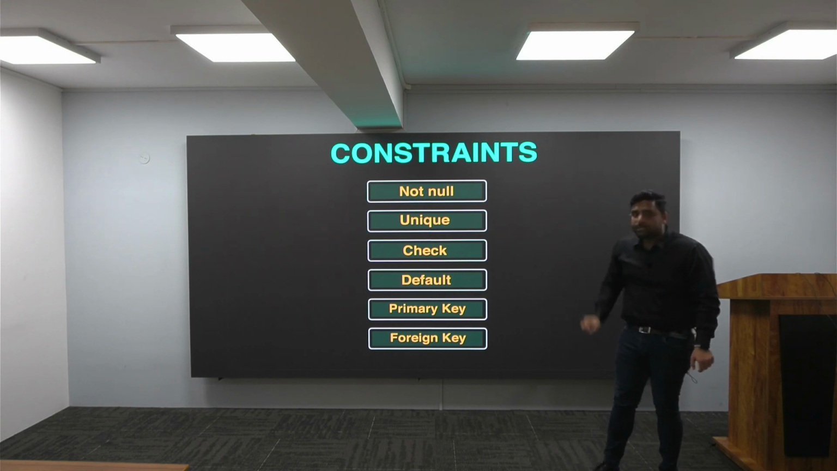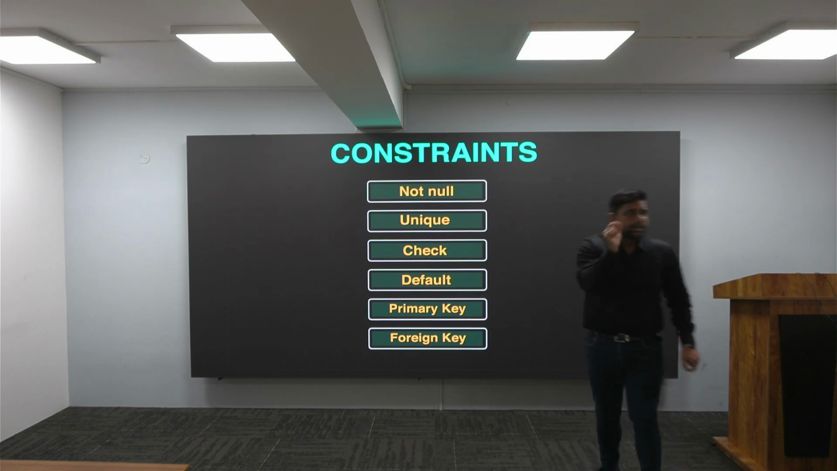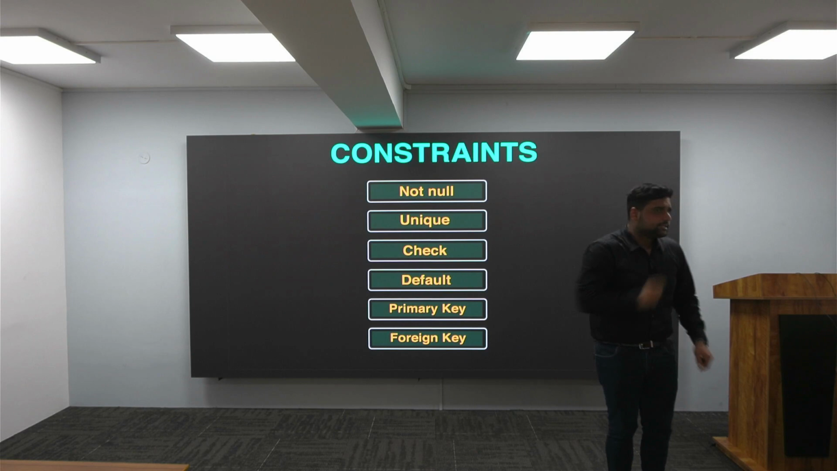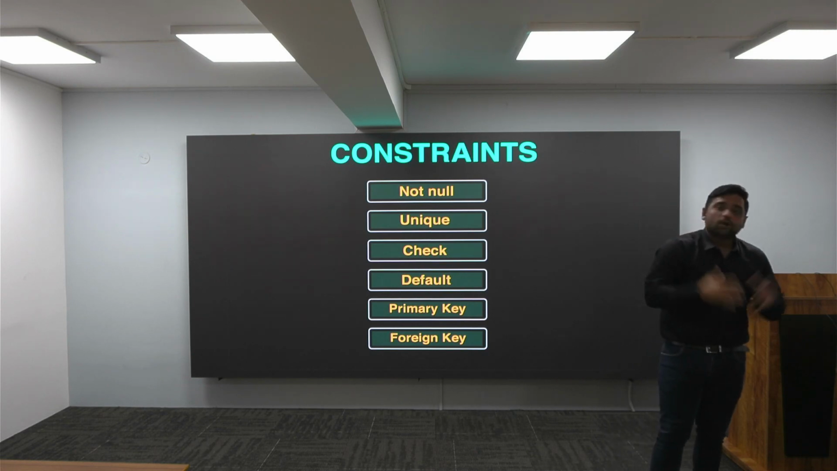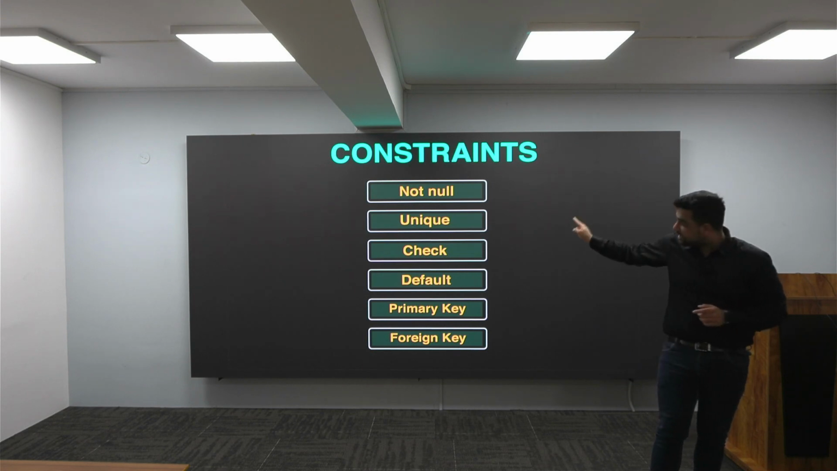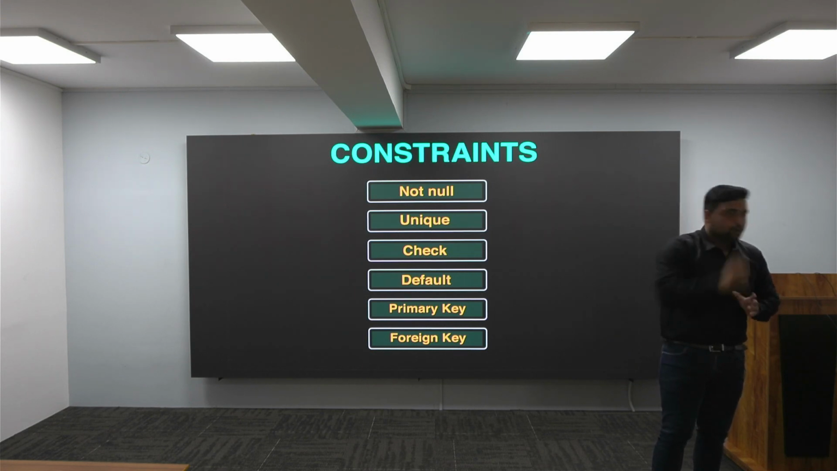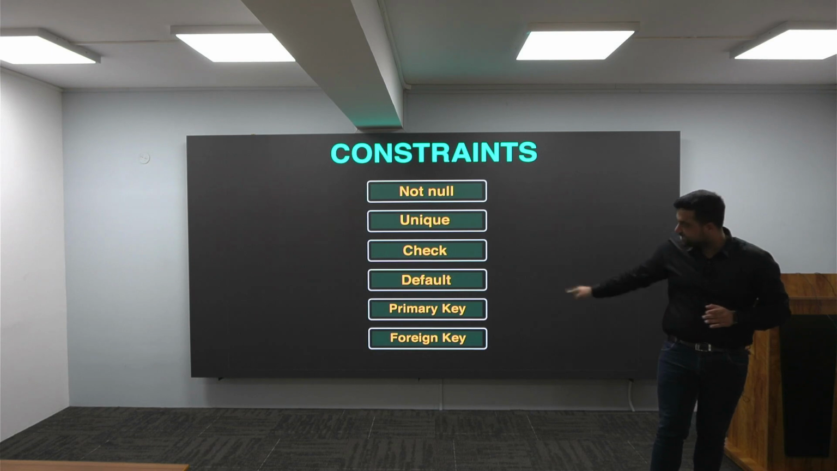After primary key, we have foreign key. And what is foreign key? For what have we used foreign key? Think. To create a relationship. And how to create a relationship among two tables, in today's class you will understand. So how many constraints do we have to study here?